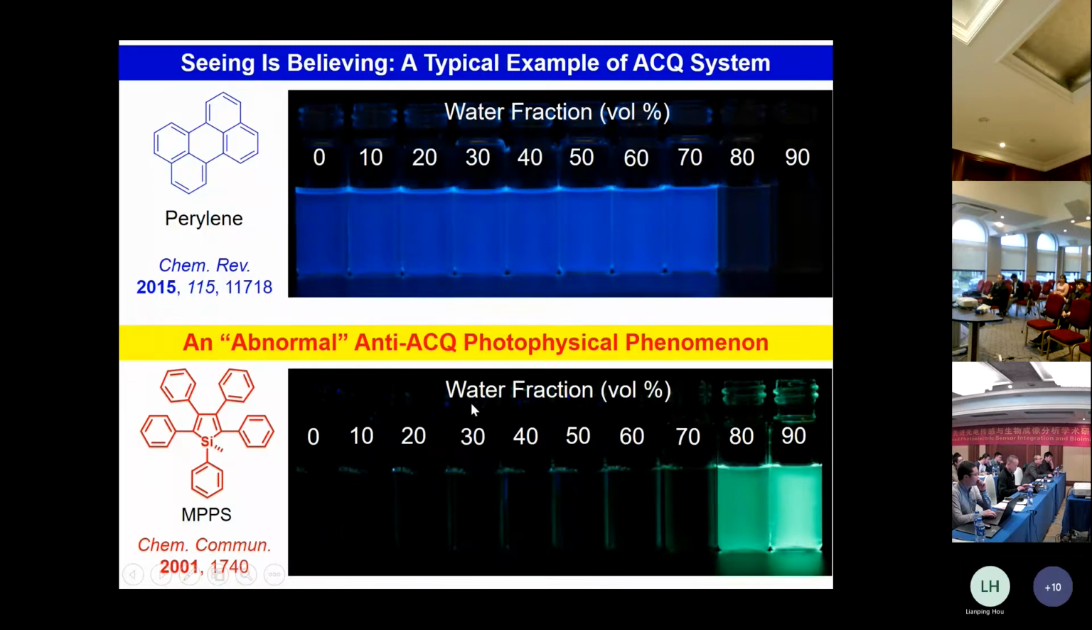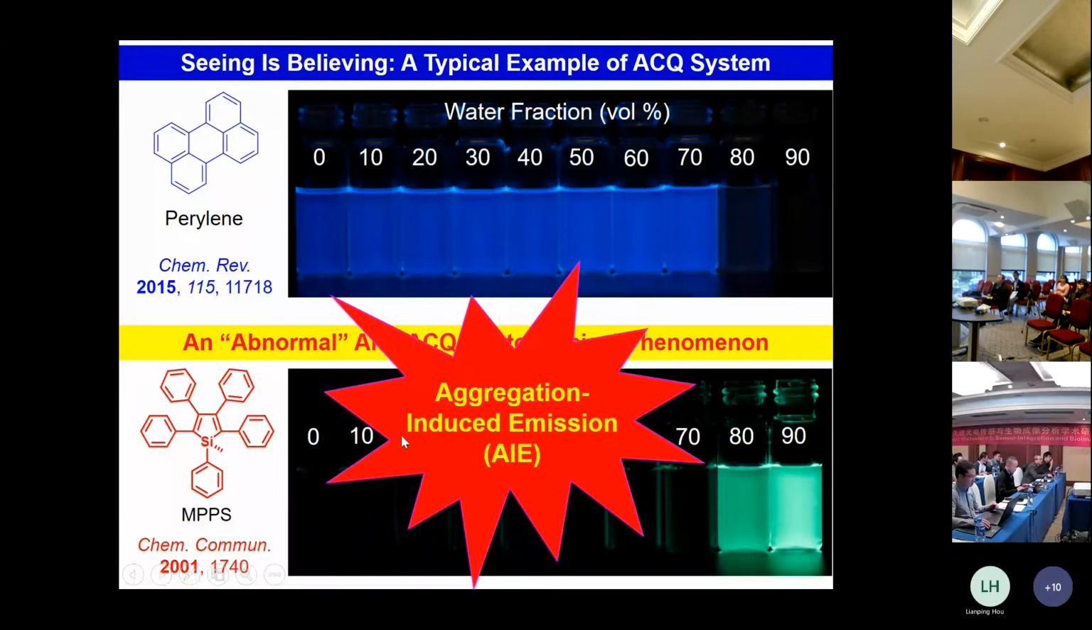Now, if I add water into the organic solvent at 80% water fraction, the molecules of this compound will form nano aggregates. If you excite it with UV light, you see very strong emission. The more water added, the more aggregate formation, and the stronger the emission. In this case, the molecule species doesn't emit light, but its aggregate can. That means the emission is induced by the aggregate formation. So we call this phenomenon aggregation-induced emission, or AIE.